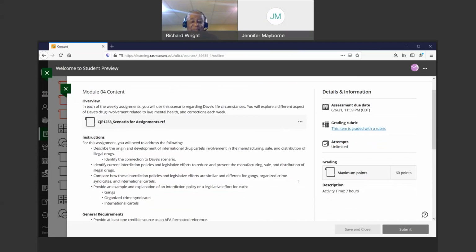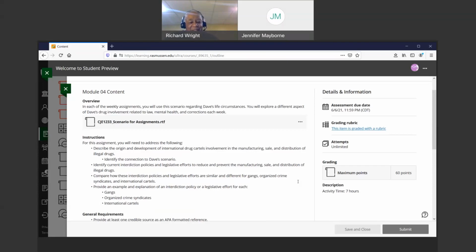Describe the origin and development of international drug cartels involving the manufacture, sale, and distribution of illegal drugs. So you're going to do some research on drug cartels, identify the connection of drug cartels to Dave's scenario. So it's important that you make sure that you do that. And don't do it briefly. Don't throw me a sentence or two in there.